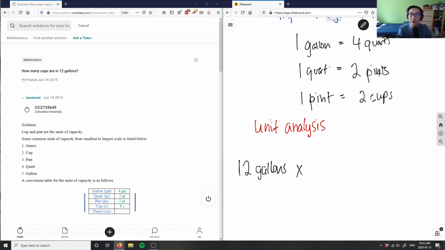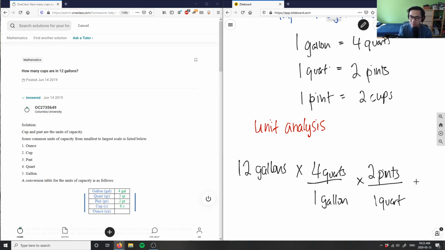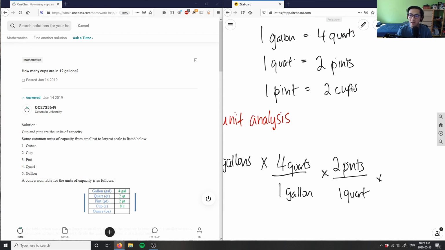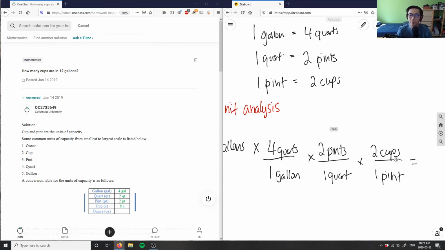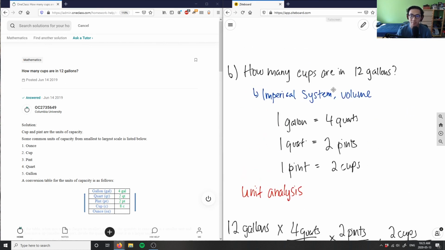I'm going to multiply that by how many quarts in a gallon? I have 4 quarts in 1 gallon, or over 1 gallon. And then multiply that by how many pints are in a quart? Again, it says here 2 pints in 1 quart. And then I'm going to multiply that by how many cups are in a pint? Well, I have 2 cups in a pint, right? So 2 cups in 1 pint. And once I see this unit cup here, I can stop my unit analysis, because it's asking how many cups are in 12 gallons.